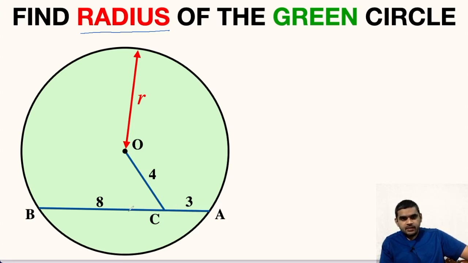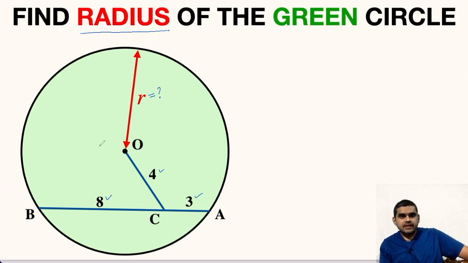Here AB is a chord which is divided into two parts by this segment OC. The first part BC measures 8 units and the second part CA measures 3 units, and the segment OC is given as 4 units. Small r is assumed to be the radius of this circle, which is unknown to us.